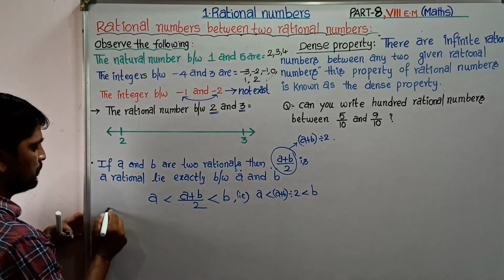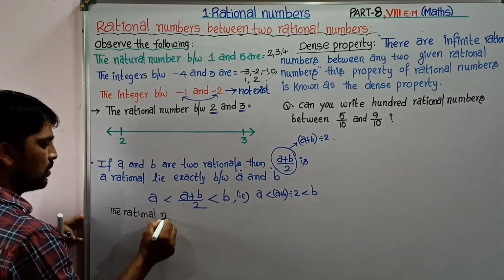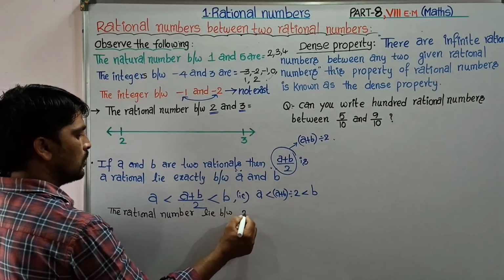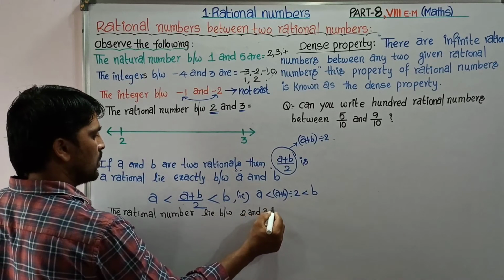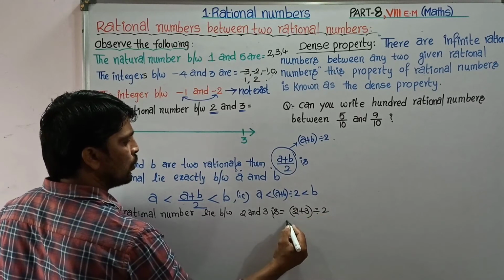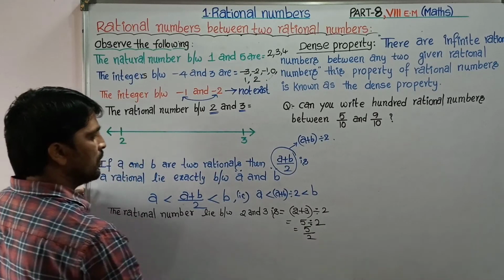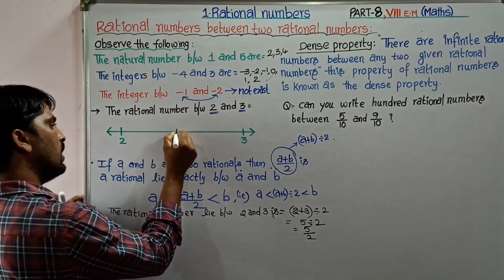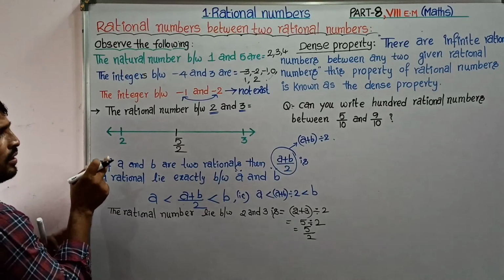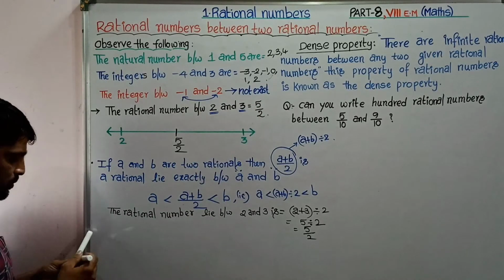So the rational number lying between 2 and 3 is equal to 2 plus 3 divided by 2. 2 plus 3 means 5. 5 divided by 2 can be written as 5 by 2, which is exactly the middle of 2 and 3. The rational number which lies between 2 and 3 is 5 by 2.